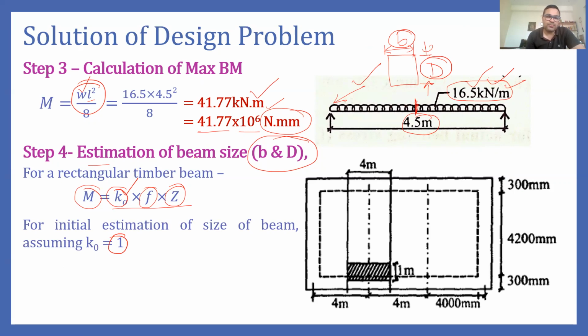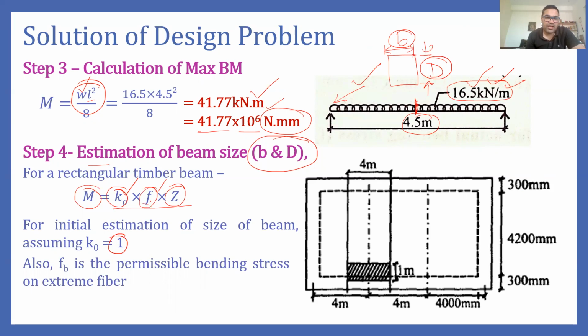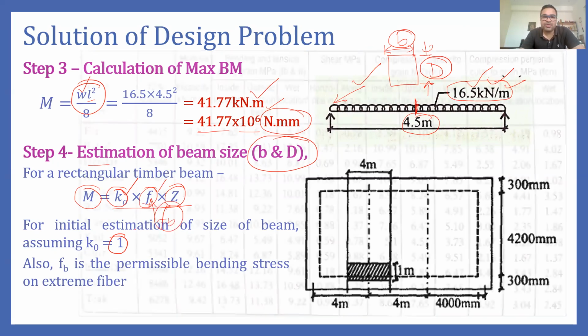Now also F is the permissible bending stress. So permissible bending stress can be taken from the table. So here we will see the table also. Here I will write F as FB, because FB is represented as permissible bending stress. So FB can be taken from the table. So now I will show you the table.